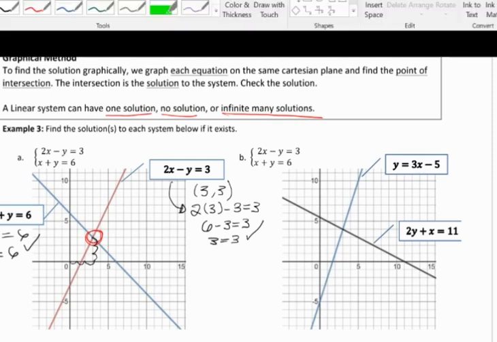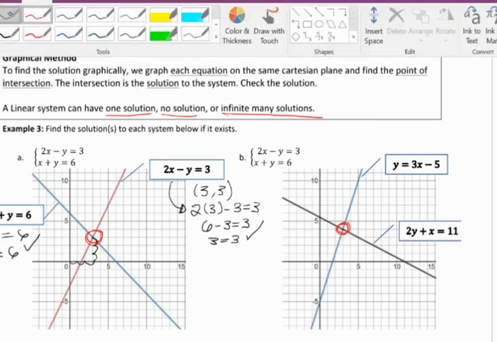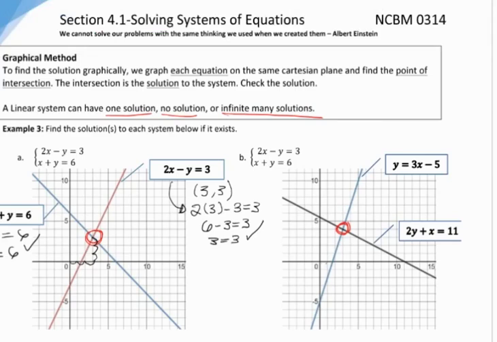Again, wherever my lines intersect, that's going to be the solution. So these lines are crossing right here. Let's see what point that is. So we have 1, 2, 3 for my x. And we have 1, 2, 3, 4 for my y. So the point is (3, 4). Let's go ahead and check that.